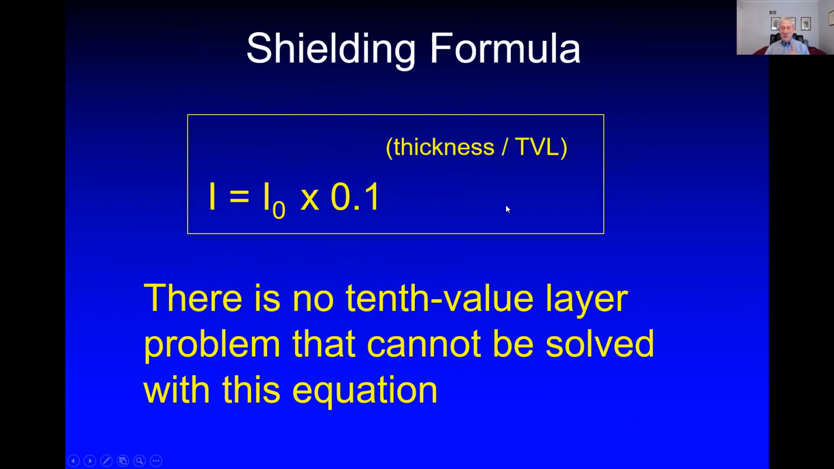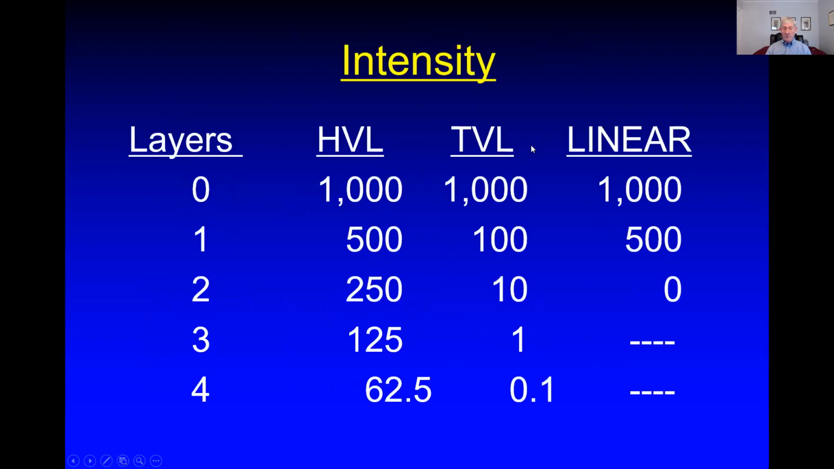Now, here's where you have to be careful. I is I0 times 0.1 to the power of thickness over TVL, or it could be 0.5 to the power of thickness over HVL. But if this is 0.1, that has to be TVL. If this is 0.5, that has to be HVL. You cannot mix them up. You're guaranteed failure. And again, there's no TVL problem you cannot solve with that equation.